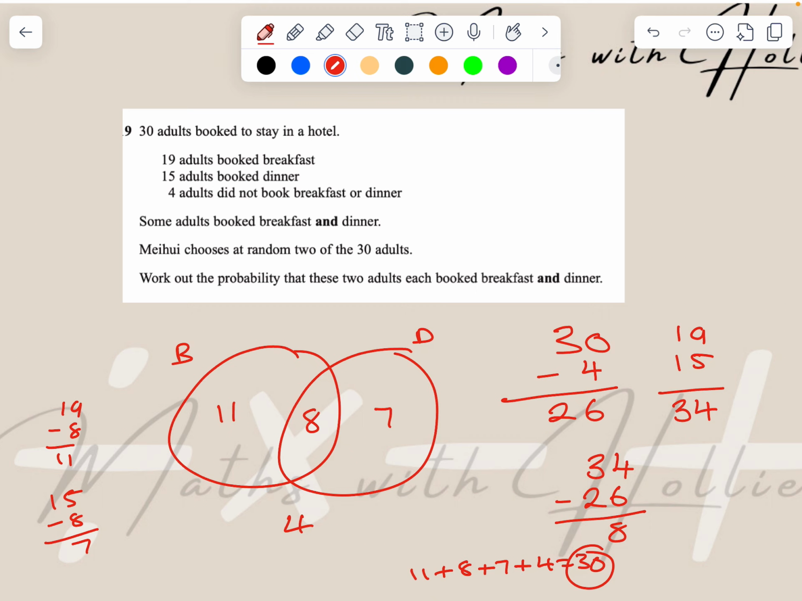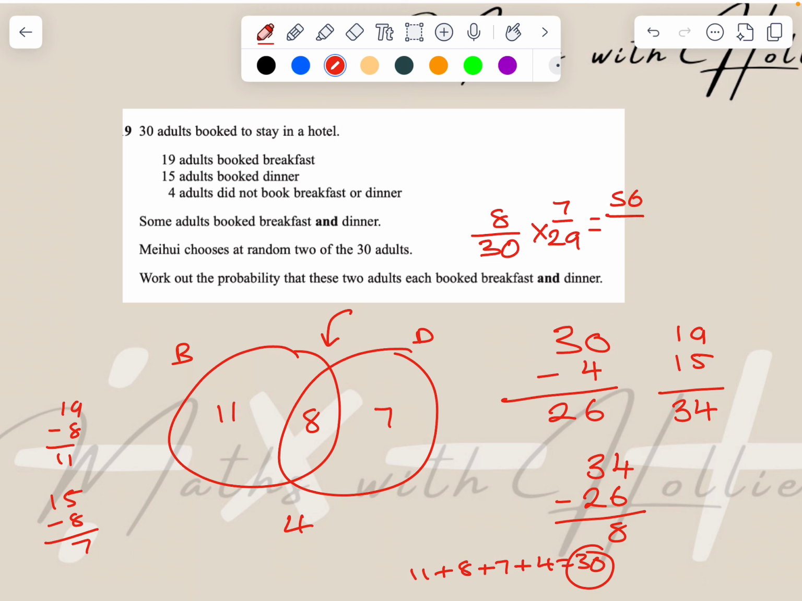If I pick 2 at random, I want them to be both breakfast and dinner, which is the centre, but just be careful. If I pick my first person, that means 8 out of 30 would have breakfast and dinner. But if I've chosen one person, that means we're one less. So it's going to be 7 out of 29. So we need to multiply them together. 8 times 7 is going to give me 56.